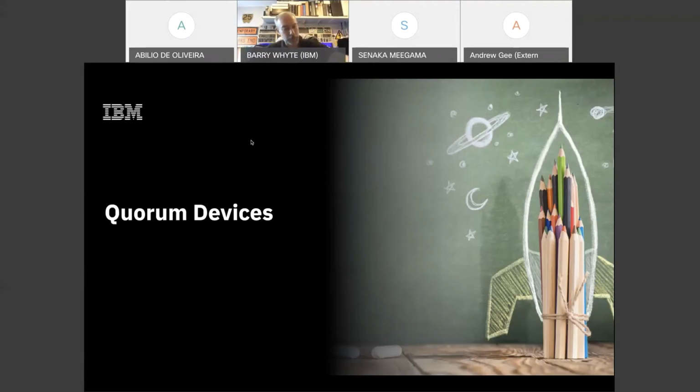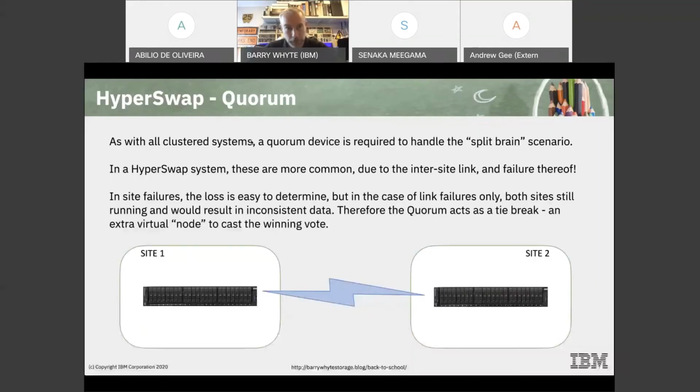So I mentioned Quorum. This is a critical piece to running any of these kind of clustered type technologies. So in a clustered system, there is a Quorum device, and even in just a standalone flash system, there's Quorum devices. It's all less obvious to you because you don't need to worry about it so much. But in a HyperSwap system, you have to have Quorum, and the use of it is more prevalent due to intersite link failures. So the point of Quorum is to act as a tie break in the event of a kind of split brain scenario, as we call it.